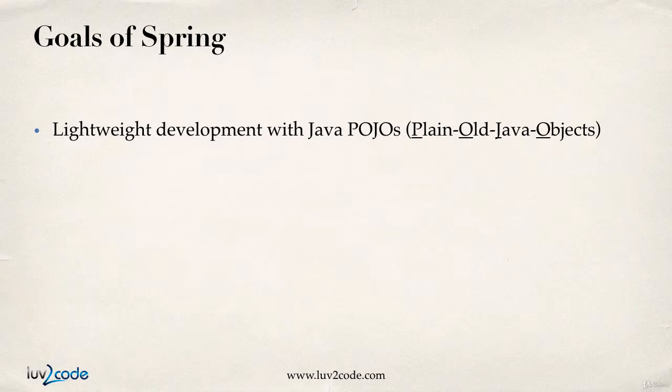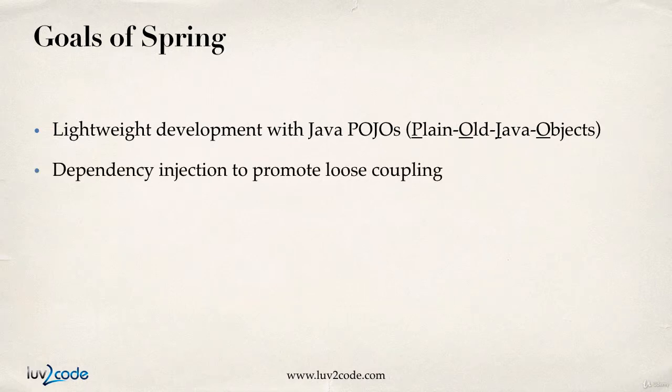Well, first off, lightweight development with Java POJOs. POJOs mean plain old Java objects. Make it much simpler to build as compared to the heavyweight EJBs from the early versions of J2EE. And then also we want to promote loose coupling by making use of dependency injection. So instead of hardwiring your objects together, you simply specify the wiring via a configuration file or annotations, and we'll cover that a lot in this course.